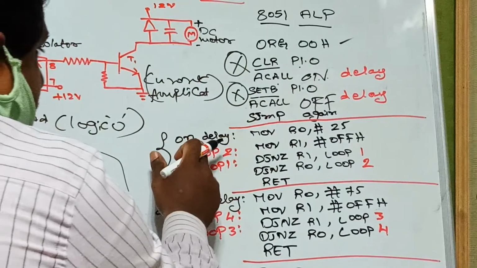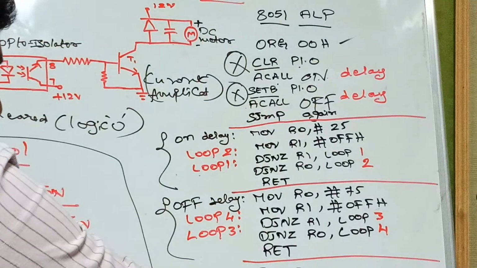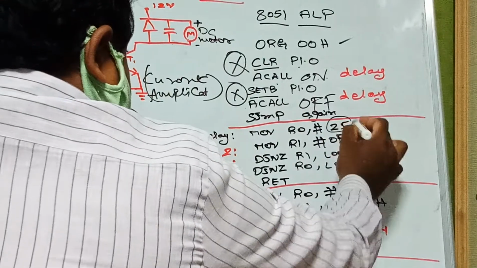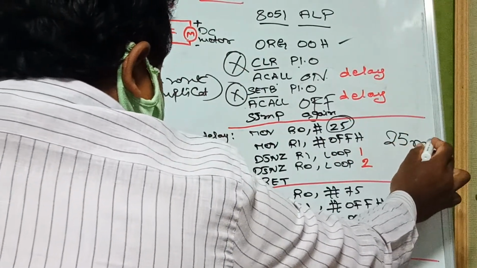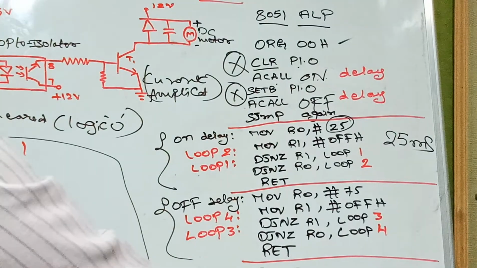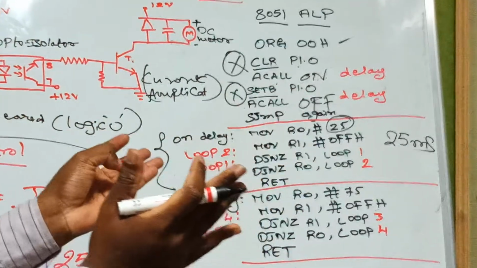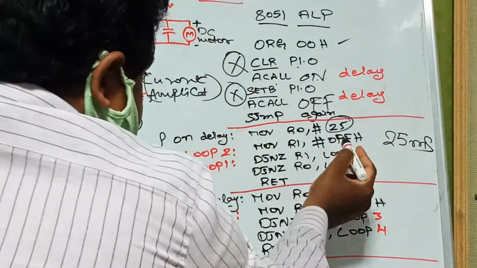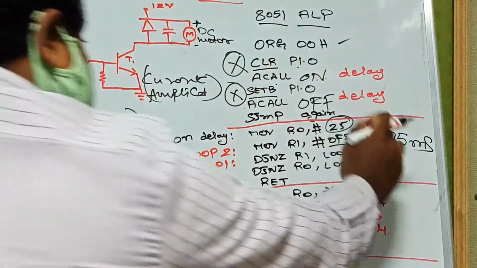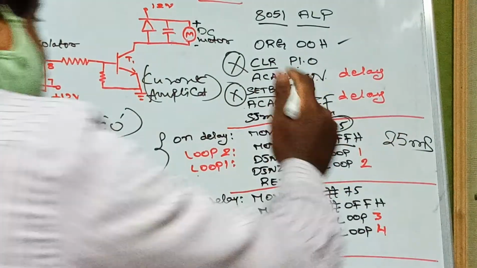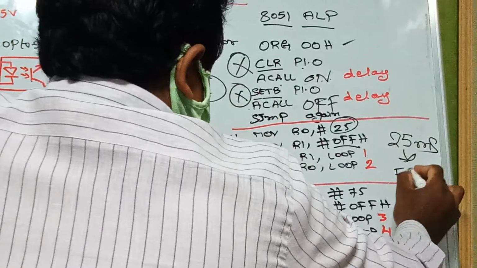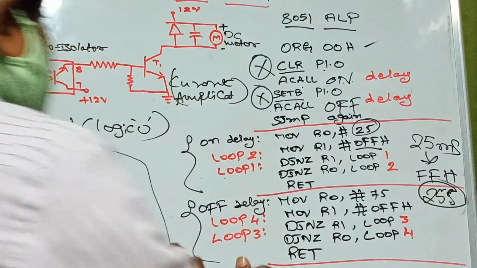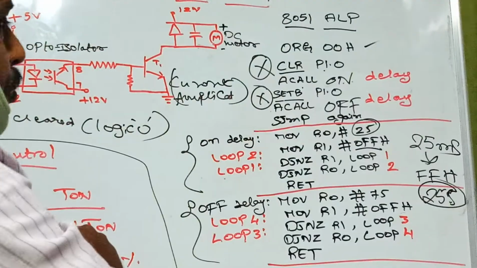This is the delay program. How much time have I given for the delay program? MOV R0, 25. This 25 we call as 25 milliseconds. This 25 milliseconds is the duration for the DC motor to turn on. Then the maximum time that we can give is 0FFH, which means the minimum is the 25 milliseconds that I gave, but the maximum we can give is FFH. FFH is nothing but 255 milliseconds that we can set for the DC motor to turn on.